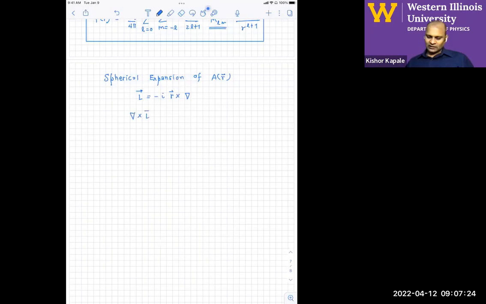So curl of L is minus i r del squared. Basically, I have to do curl of curl, right? You can use the back-cab rule to figure out what the expansion is going to look like, and it is r crossed with the gradient here. Okay.